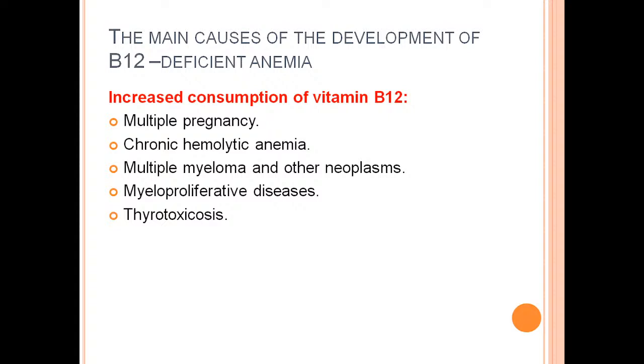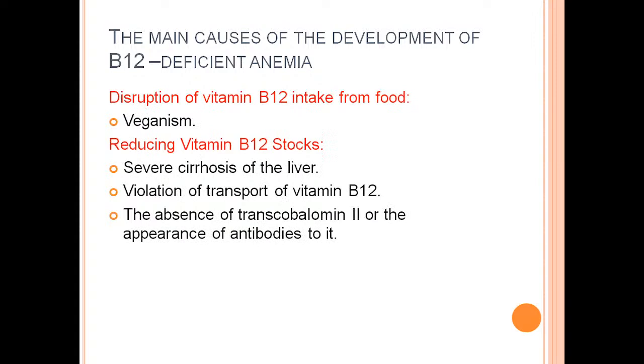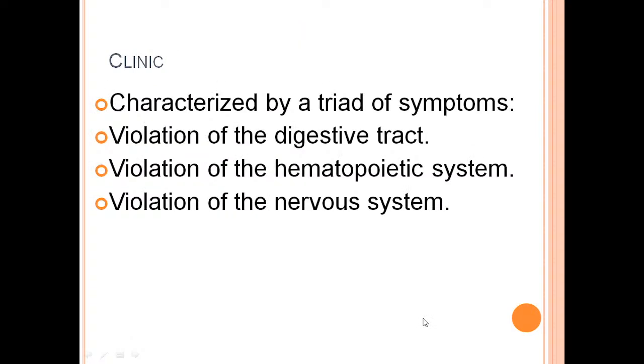What about the causes of vitamin B12 deficiency? Multiple pregnancy, chronic hemolytic anemia, multiple myeloma and other neoplasms, myeloproliferative diseases, and thyrotoxicosis. What about foods? Veganism, and we see about worm infestations, cirrhosis of the liver, violation of transport of vitamin B12, the absence of transcobalamin, or the appearance of antibodies to it.